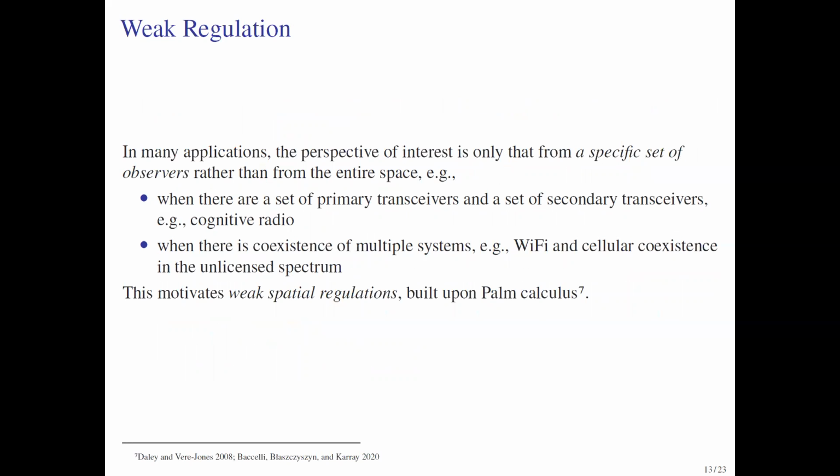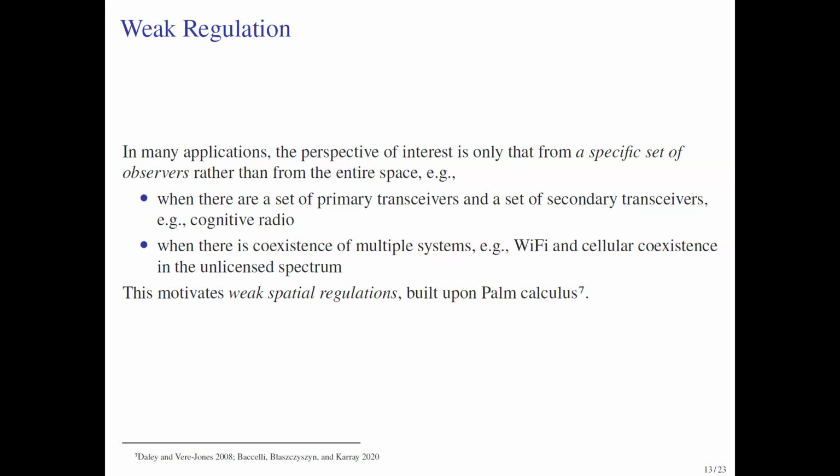So up to now, I introduced strong regulations, and now I clarify the difference between strong regulation and weak regulation. I will give the definition of weak regulation in the next slide. The reason we define weak regulation is that we are interested in the perspective of a subset of observers in the network rather than the entire space in some cases.